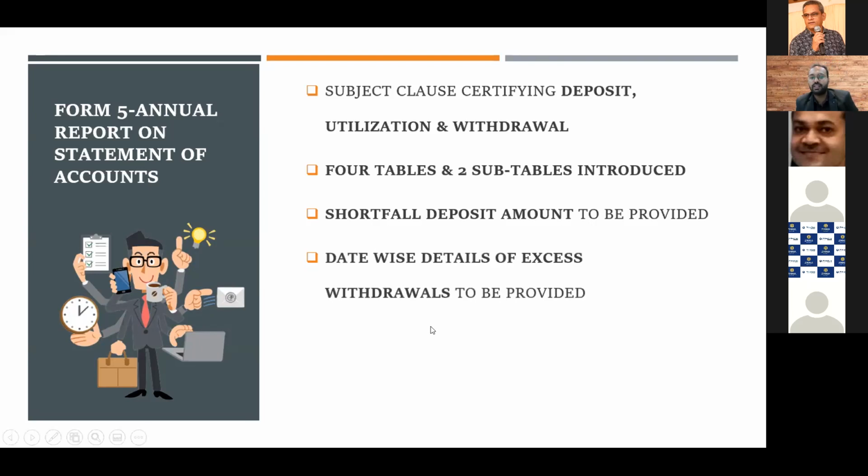Date-wise details of excess withdrawals. This is an additional and very important work entrusted on the Form 5 auditor.